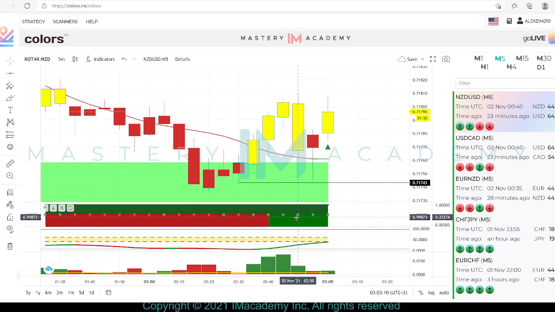That helps you when you're entering trades because you're going to have time frame correlation. That meaning that all of the time frames are going in the same direction.